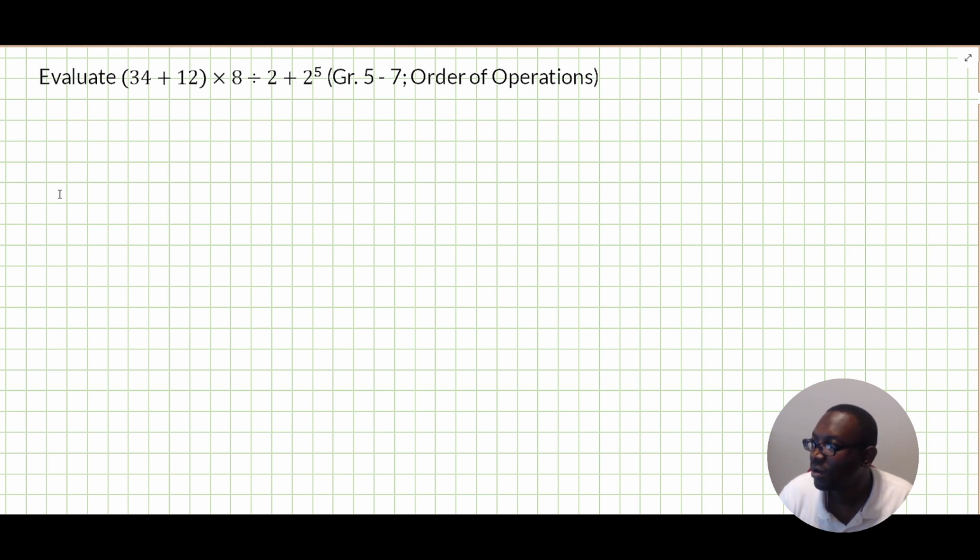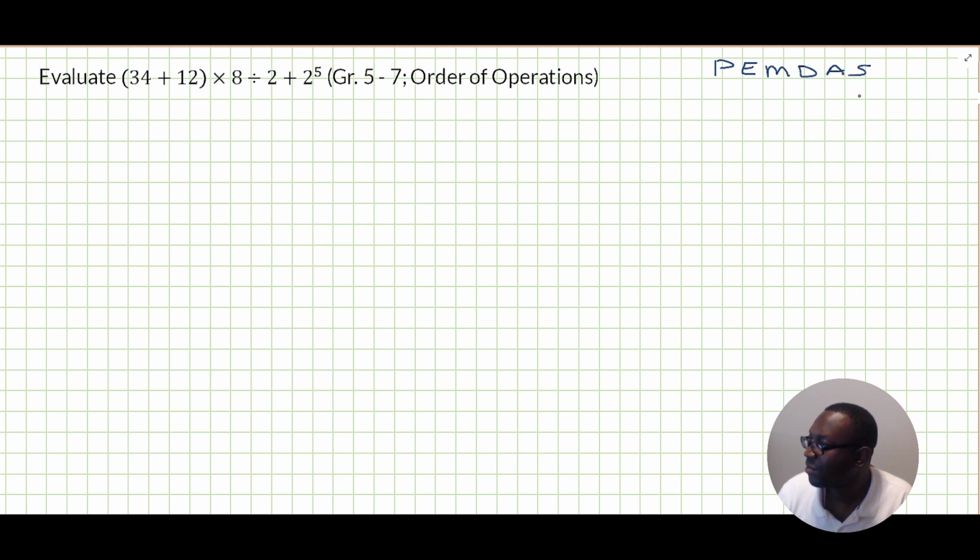We're looking at order of operations. If you have any questions about order of operations, you can ask. I'll be sure to try to answer them as we're working through this problem. Let's put this right here. We have PEMDAS.